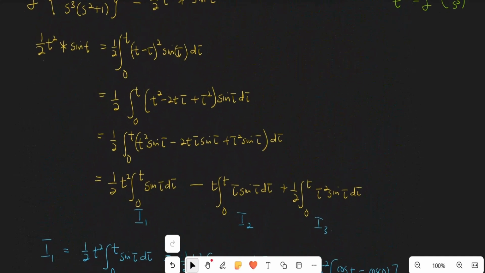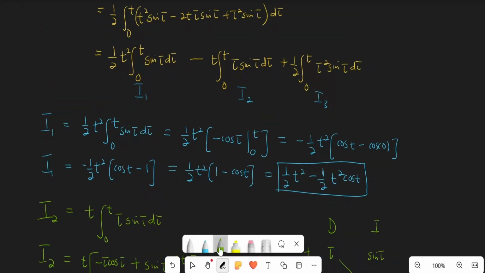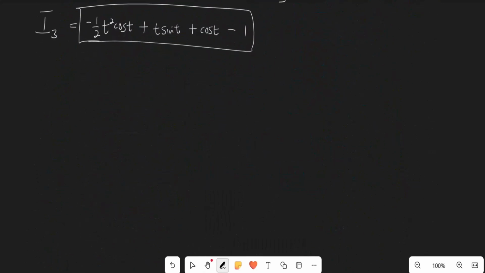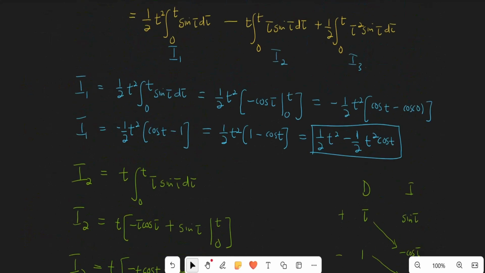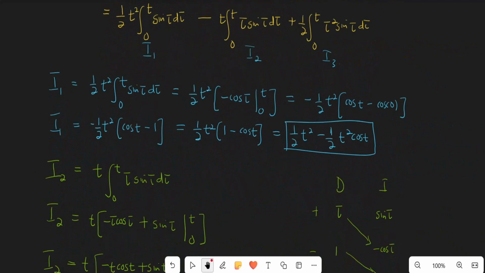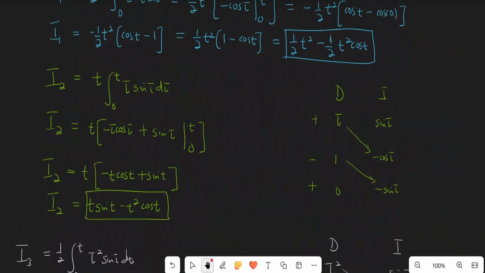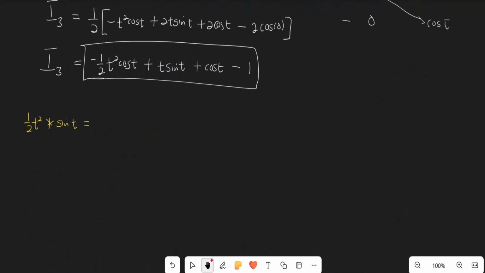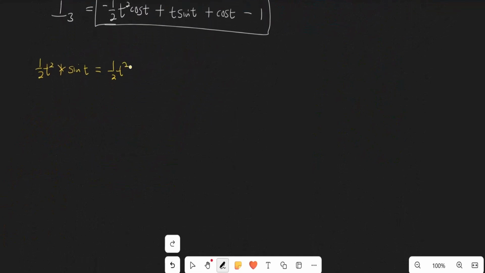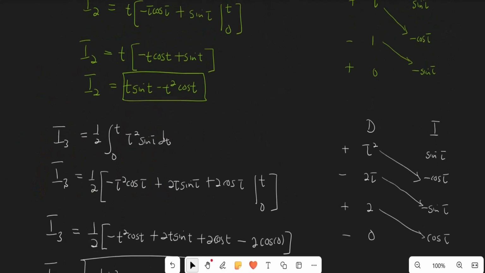So 1/2 t squared convoluted with sine of t is equal to a combination of 3 different integrals. The first one is I1, and I1 is 1/2 t squared minus 1/2 t squared cosine of t. This is I1.